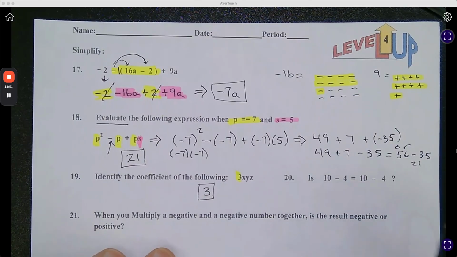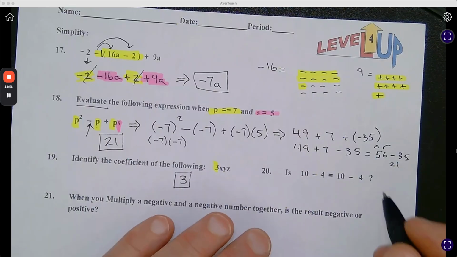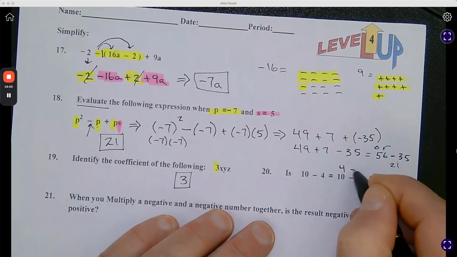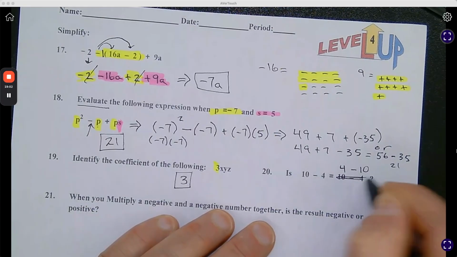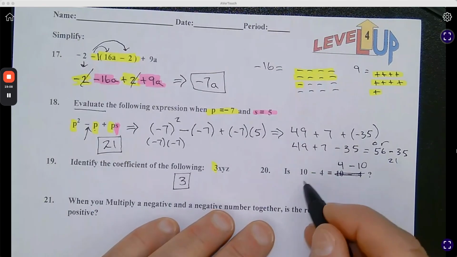Is 10 minus 4 the same as 4 minus 10? That's not right. I'm going to rewrite this, and I will go ahead and fix that on the PDF file before you download it. All right, so 10 minus 4.